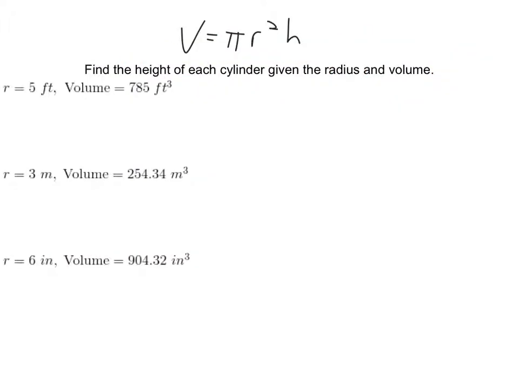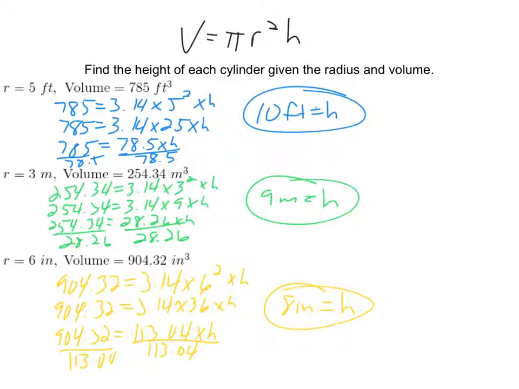Go ahead and pause the video and find the height of these 3 cylinders with the given radius and volume using the formula on the top, and then hit play and see how you did. So for our first one, if you check your work through there, we should have gotten a height of 10 feet. For the second one, we should have gotten a height of 9 meters. And for the third one, we should have gotten a height of 8 inches. And again, make sure you pause, check all of your work first before moving on.